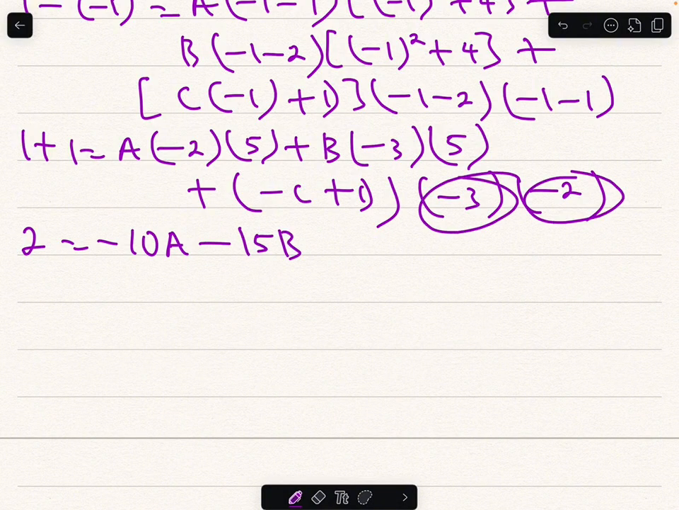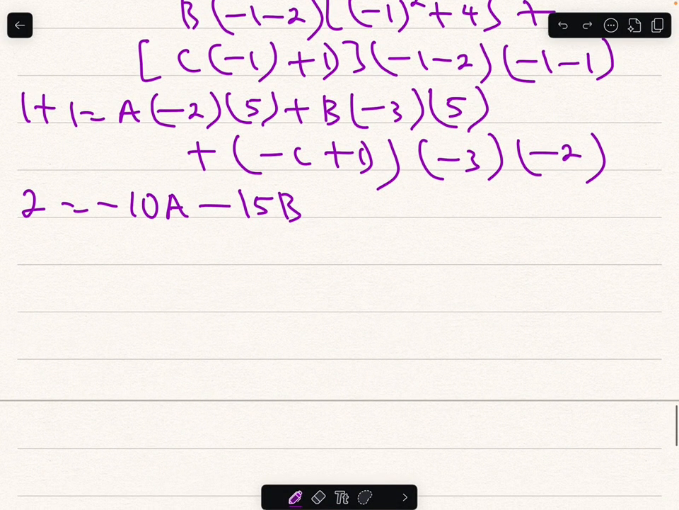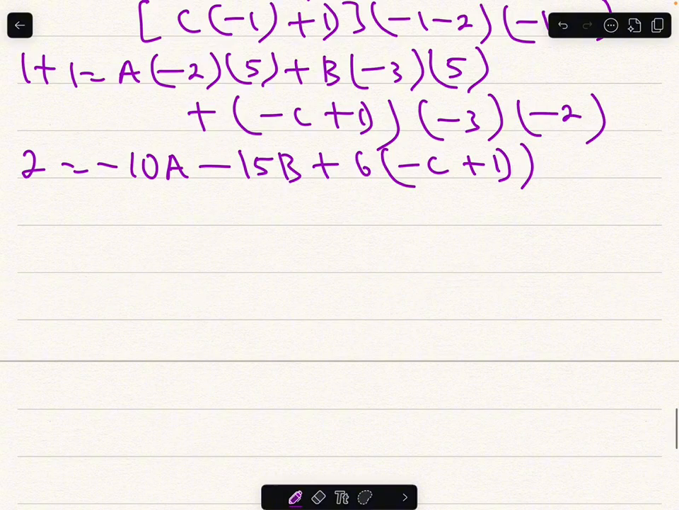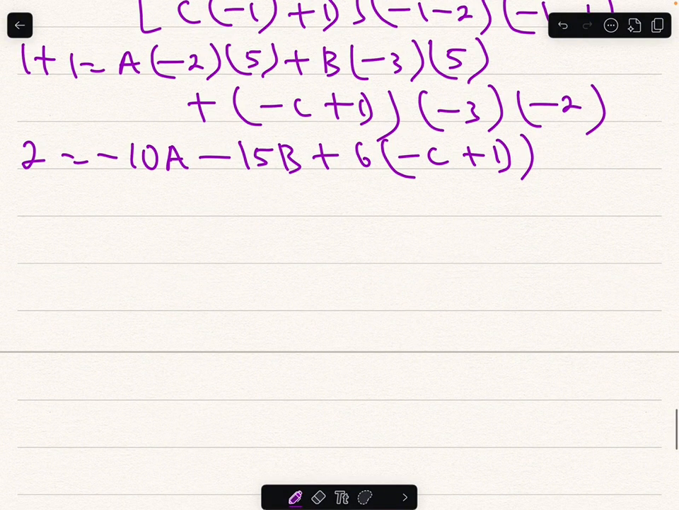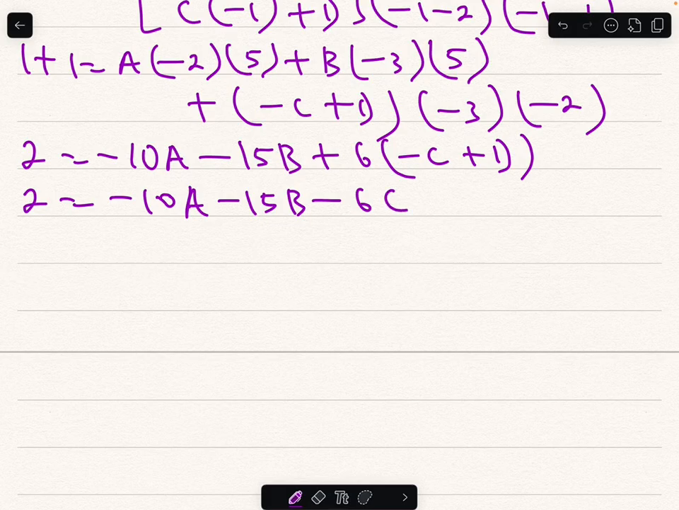Minus 3 times minus 2, that's plus 6. Plus 6 into bracket, minus c plus d, and that's the same as minus 6c plus 6d. Let me write that on the next line. That simply means 2 is equal to minus 10a minus 15b minus 6c plus 6d.